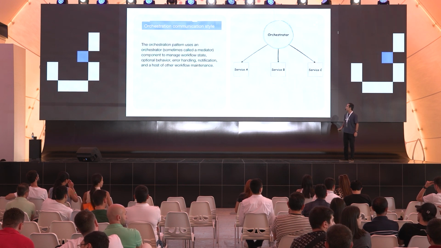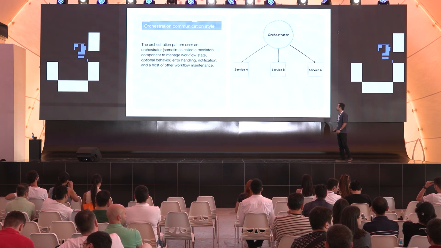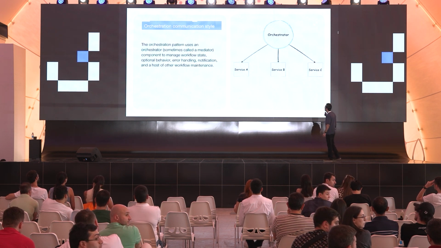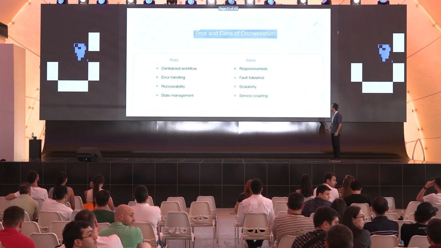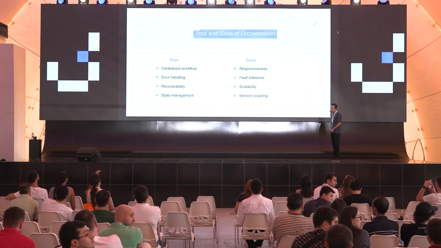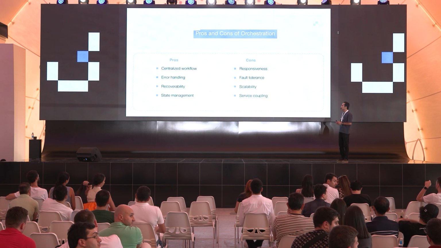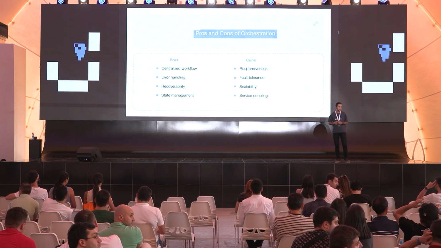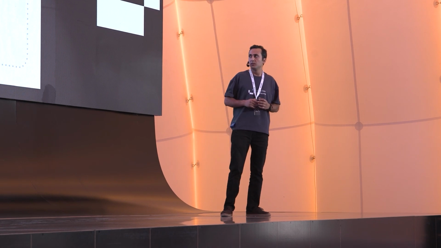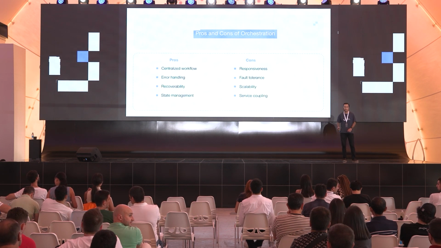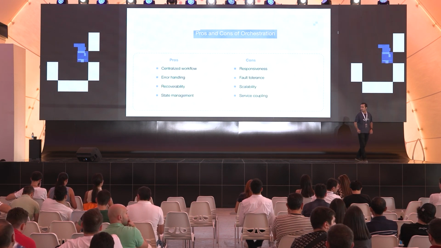In this case, error handling, state management, and information transfer is handled only by the orchestrator. Here are the benefits and also drawbacks of the orchestration pattern. So the pros are the workflow is centralized, the error handling is much easier, it can recover from the error states, and state management is centralized.